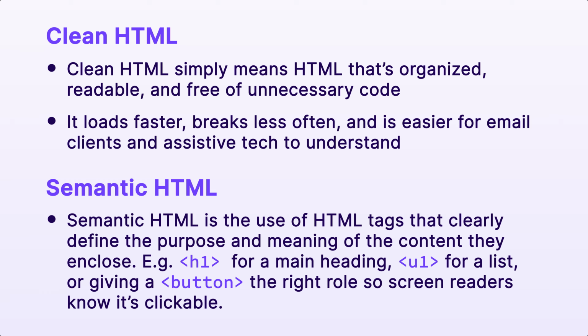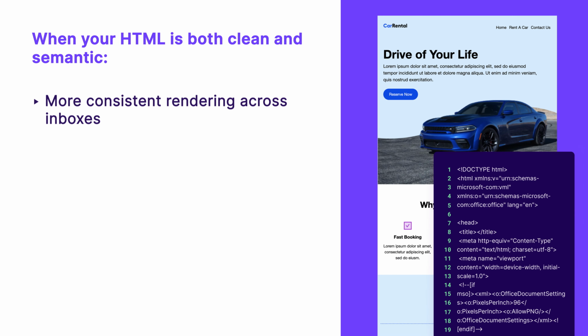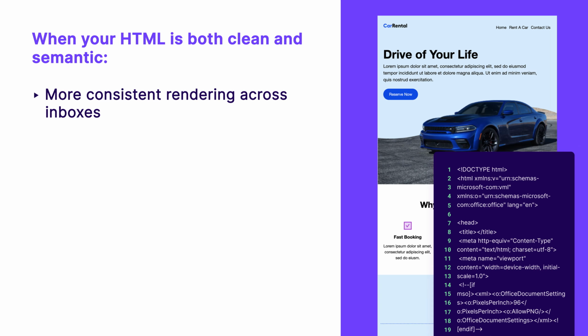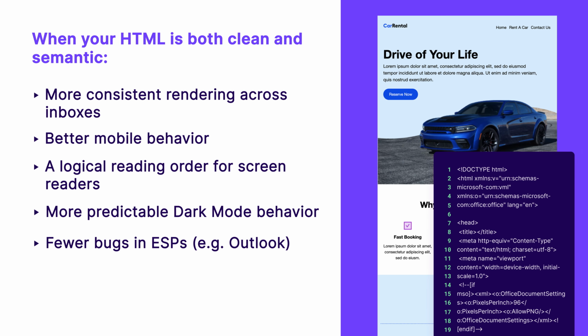For example, H1 for a main heading, UL for a list, or giving a button the right role so screen readers know it's clickable. When your HTML is both clean and semantic, you get more consistent rendering across inboxes, better mobile behavior, a logical reading order for screen readers, more predictable dark mode behavior, fewer bugs in ESPs like Outlook, and faster loading times. Semantic HTML is what makes all of this possible.